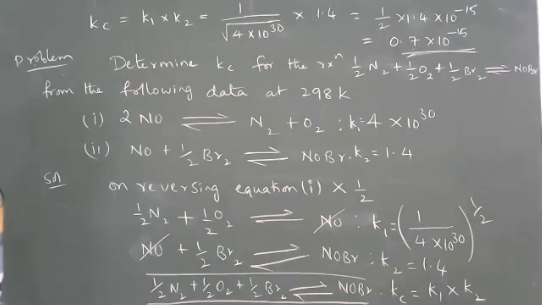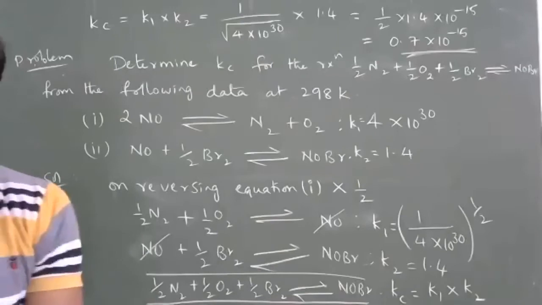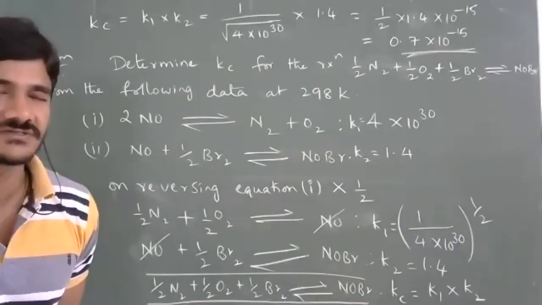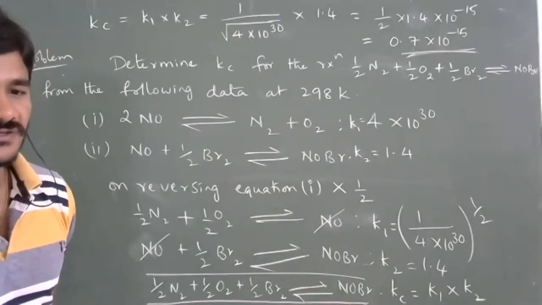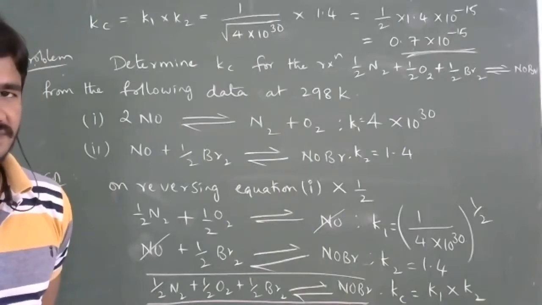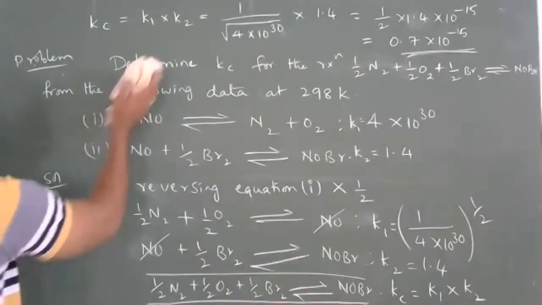So problems are very important. The relation between equilibrium constants and mode of writing equations: whenever you change the reactions, the equilibrium constant will change. Next concept to write down.